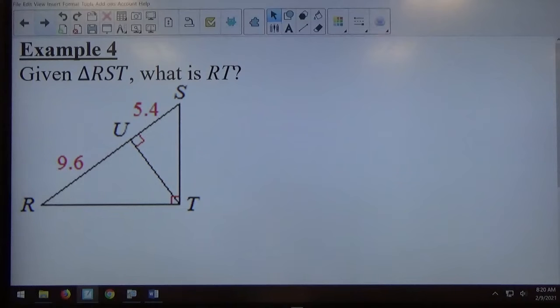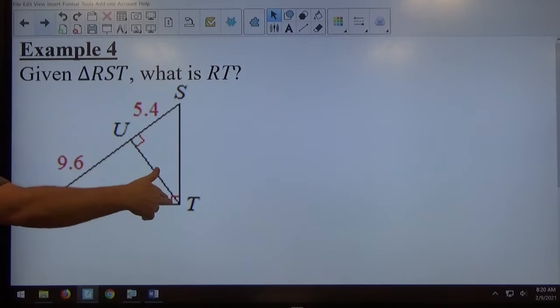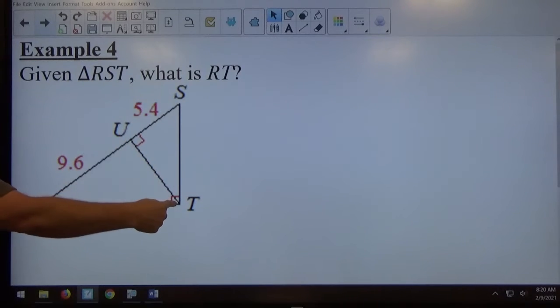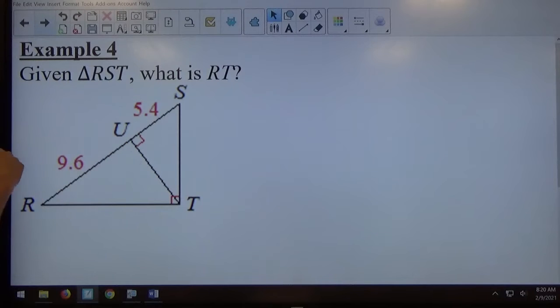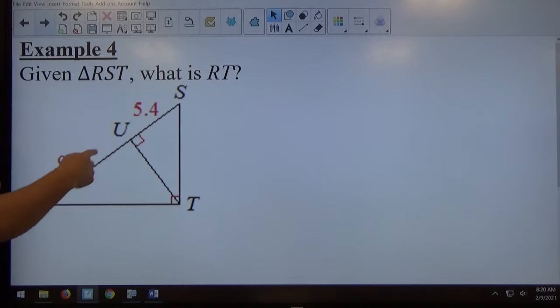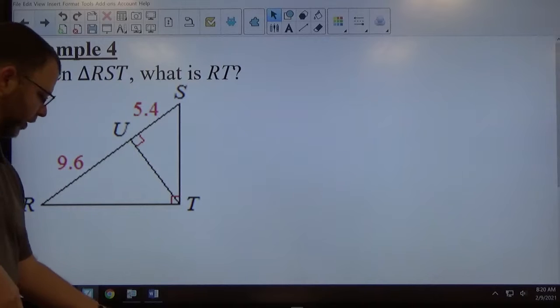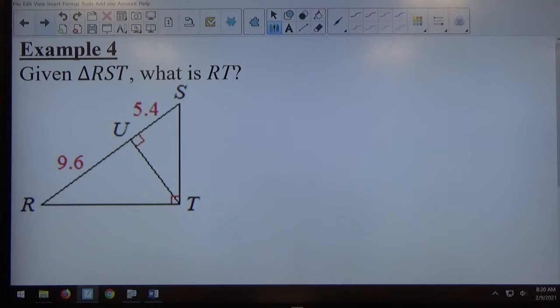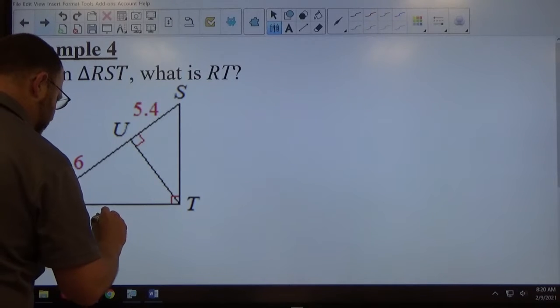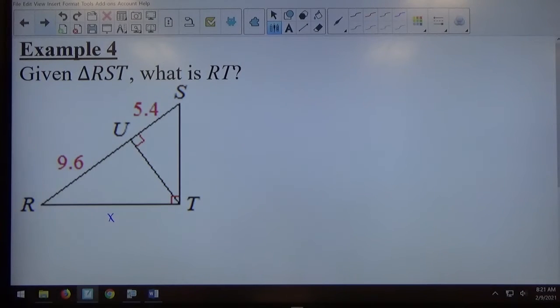All right, so example 4 is somewhat like example 3 was yesterday. We have this right triangle with the altitude drawn from the right angle up to the hypotenuse, and it cuts the hypotenuse into two pieces, 9.6 and 5.4. With these corollaries we just looked at, it says RT, so we're trying to find this. Let's just call this X to give it a name.